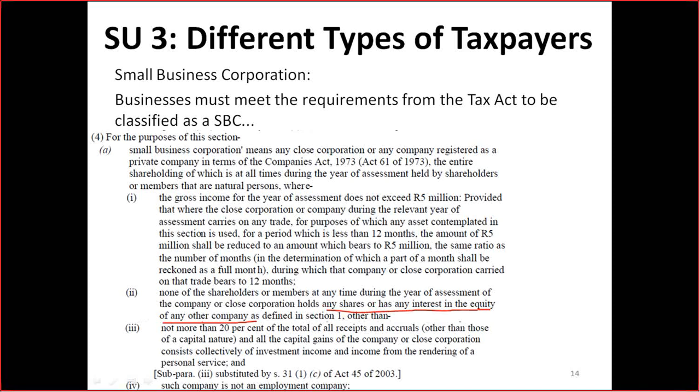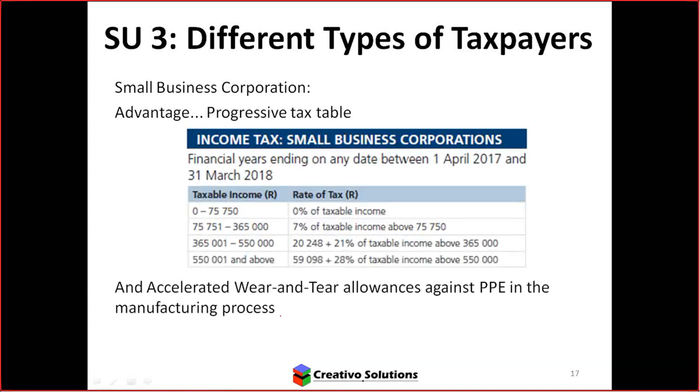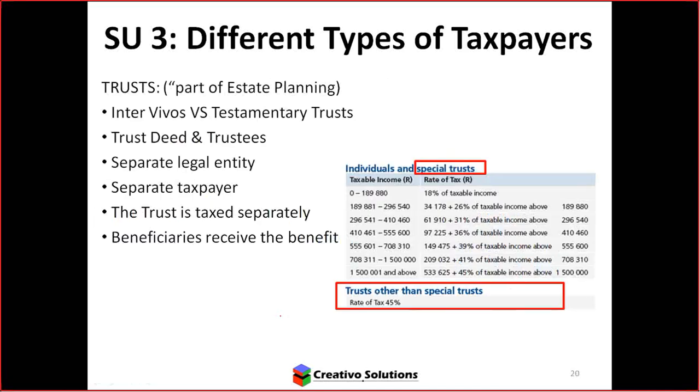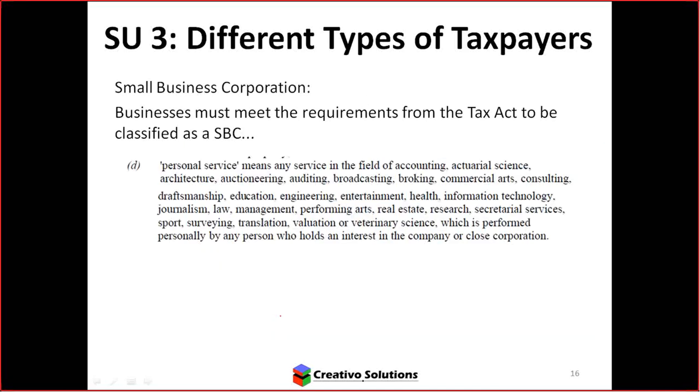Not more than 20% of the total of all receipts and accruals. This is looking at other than those of capital nature, and all the capital gains of the company or the closed corporation consists collectively of investment income and income. Okay, it gets quite technical. You'll see there's a nice summary somewhere. I can't remember if I've included it in these notes or if it's the next set. Let me just quickly scan. Oh no, it's the next set. Okay, you'll see it next week.